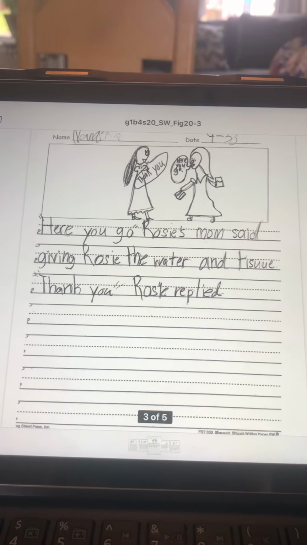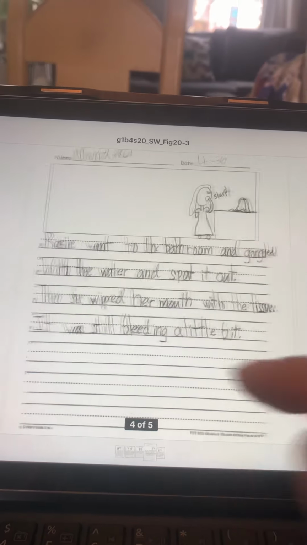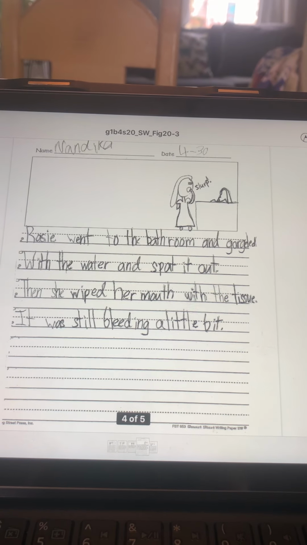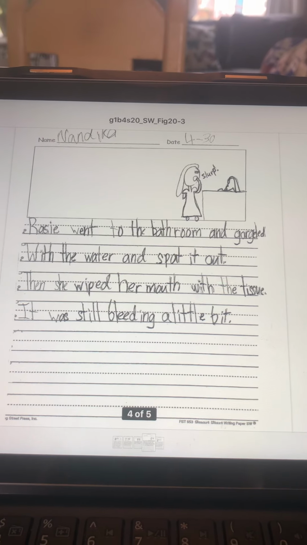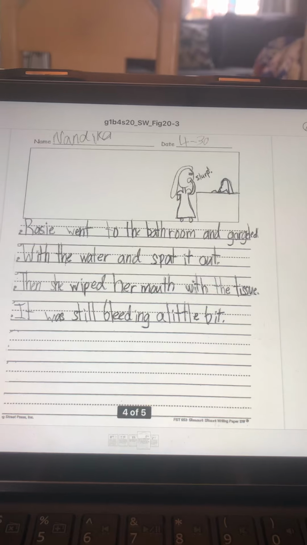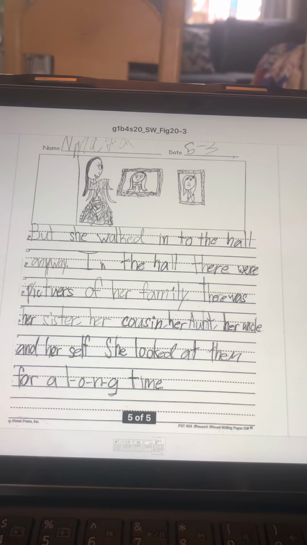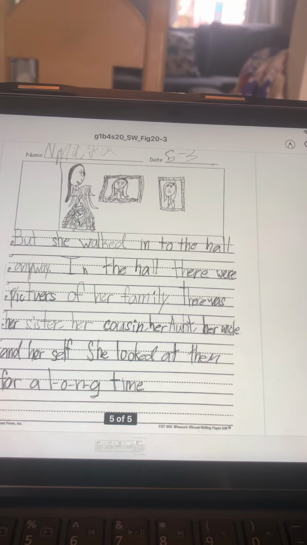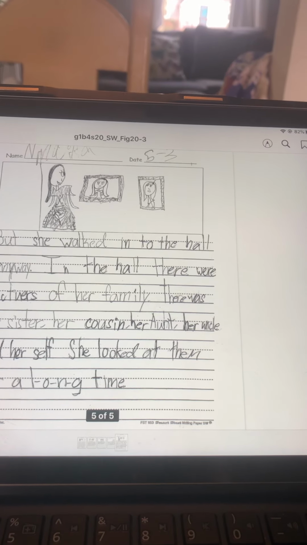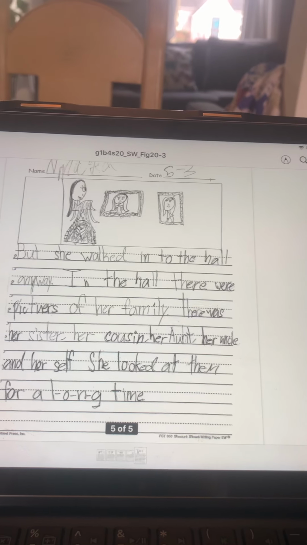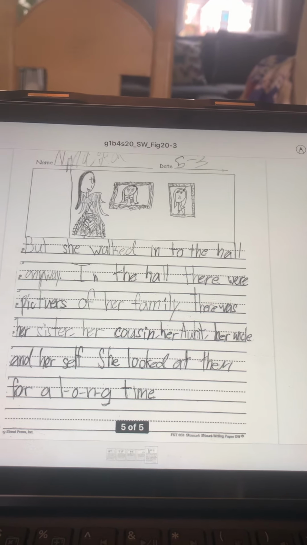"Here you go," Rosie's mom said, giving Rosie the water and tissue. "Thank you," Rosie replied. Rosie went to the bathroom. She gargled with the water and spat it out. Then she wiped her mouth with the tissue. It was still bleeding a little bit. But she walked into the hall anyway. In the hall, there were pictures of her family. There was her sister, her cousin, her aunt, her uncle, and herself. She looked at them for a long time. I think the pictures must have made her feel better.